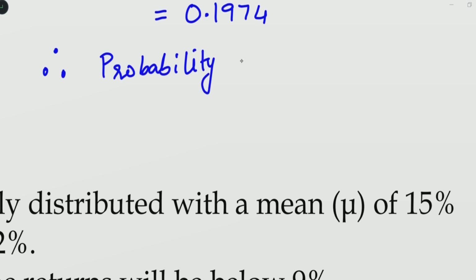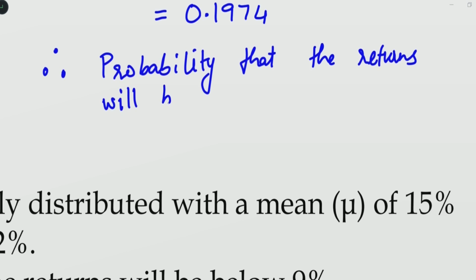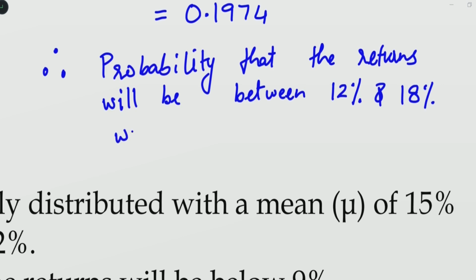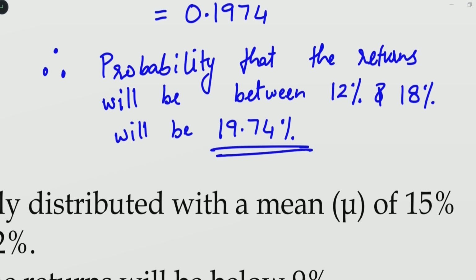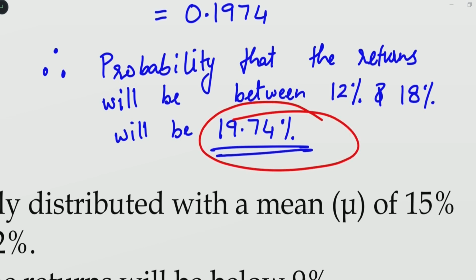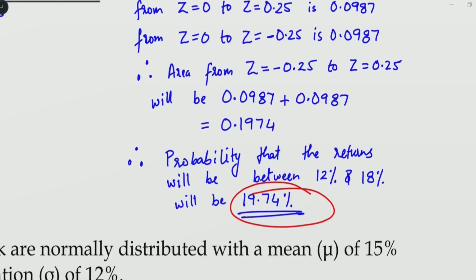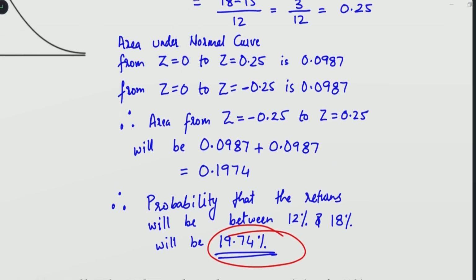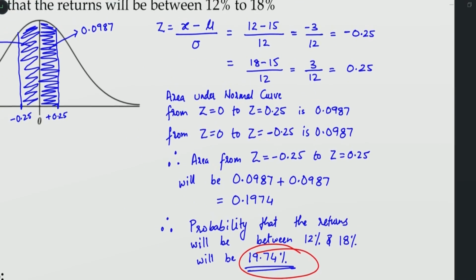So we can conclude, therefore, that the probability that the returns will be between 12% and 18% will be 19.74%. This is your final answer, 19.74%. So just make sure that you have written this whole thing systematically.